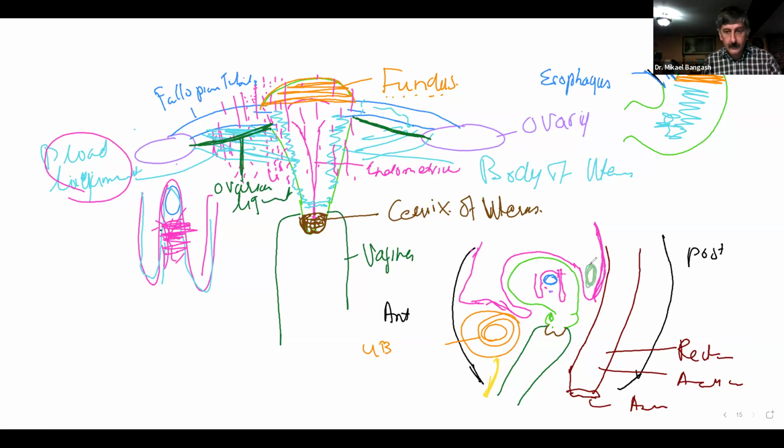This area between the rectum and the uterus, mainly formed by the peritoneum going down on the surface of the sigmoid colon and your uterus, is going to be referred to as the rectouterine pouch.